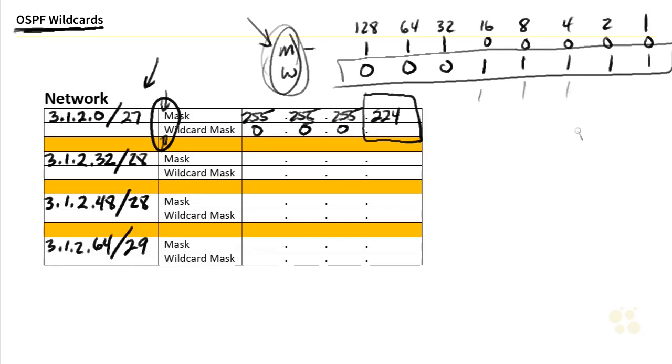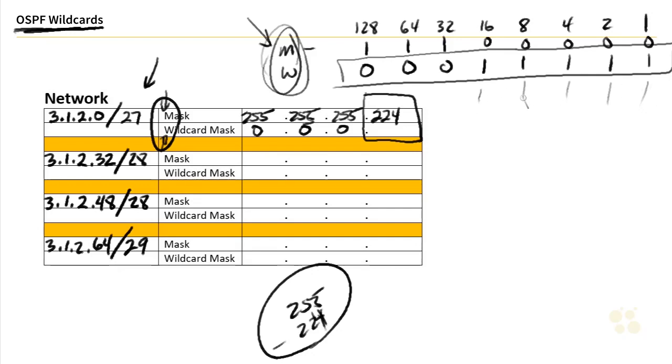16 plus 8 plus 4 plus 2 plus 1. Or you could say it's 32 minus 1. That also works as a shortcut. Or you could also say it's 255 minus this value of 224. It doesn't really matter if you have a shortcut or not, because just adding them up works.